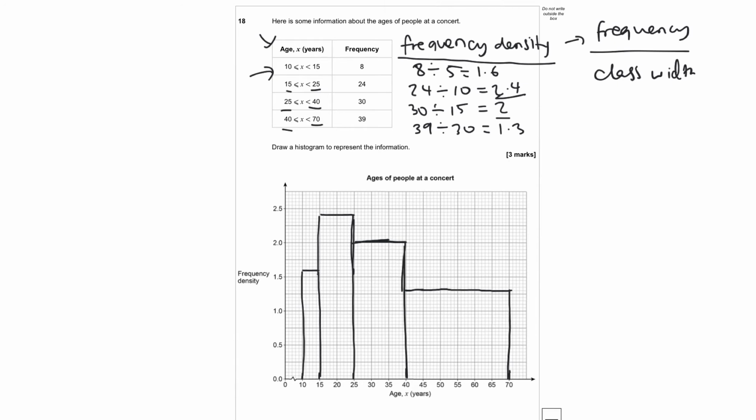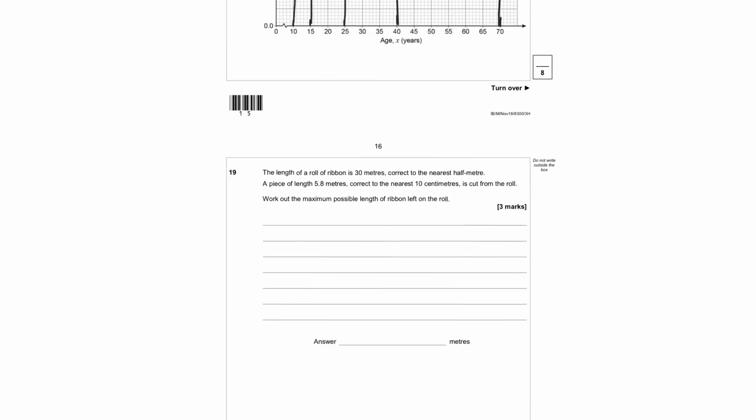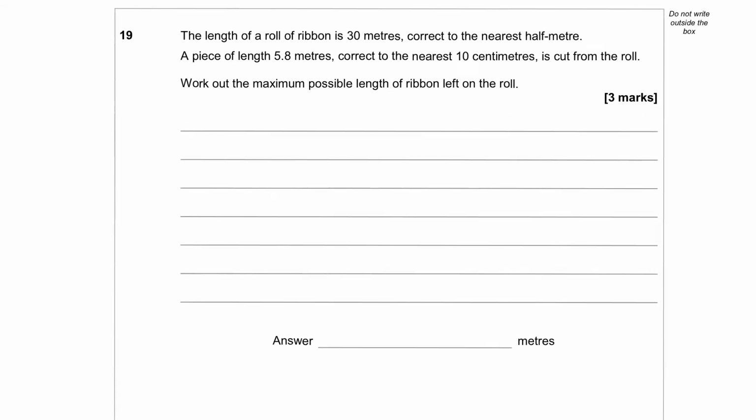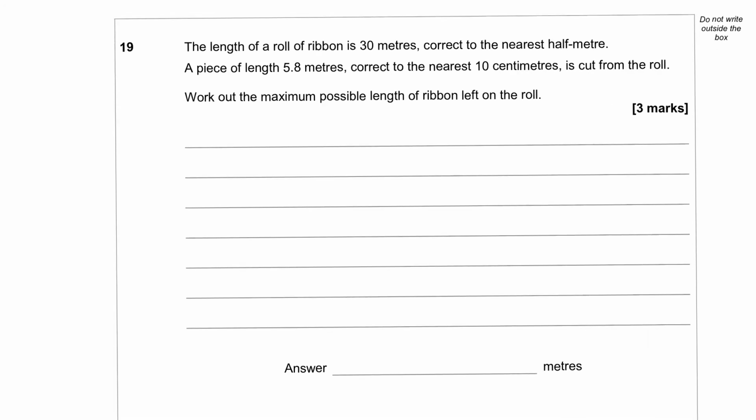Okay, so that's actually the histogram. And then moving on to question 19. It says the length of a roll of ribbon is 30 meters, correct to the nearest half meter, and a piece of length 5.8 meters, correct to the nearest 10 centimeters, is cut from the roll. It wants us to work out the maximum possible length of the ribbon left on the roll.